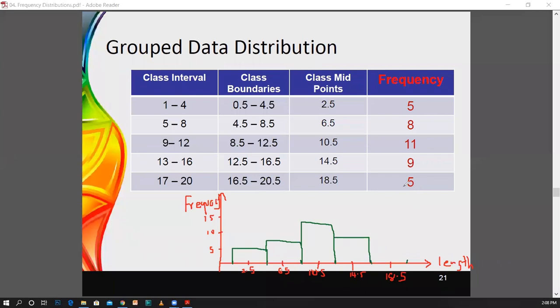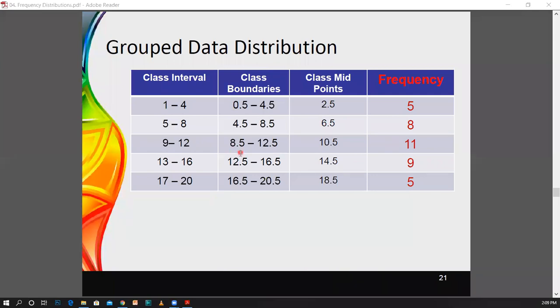Then the final value is again equal to 5. So we can have the graph in this way. Now you can see that there are no gaps between the bars, and all these bars are marked using the class boundaries, and the x-axis is now marked using the class midpoint. This is how we construct a histogram for a given data set.